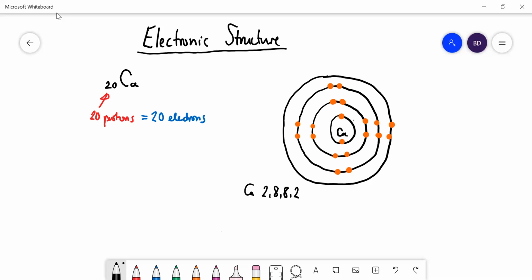The important thing there, though, is to remember that this first shell, you're allowed 2 electrons in there. The second shell, you're allowed 8. The third shell, you're allowed 8. And we don't really need to know how many electrons you're allowed in the fourth shell, because the last element we need to know is calcium, but you're allowed more electrons in there. That's the fourth shell.